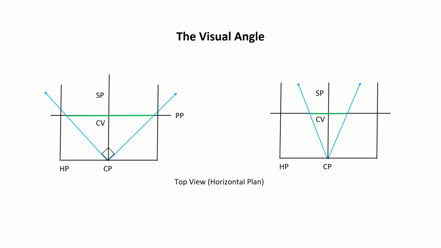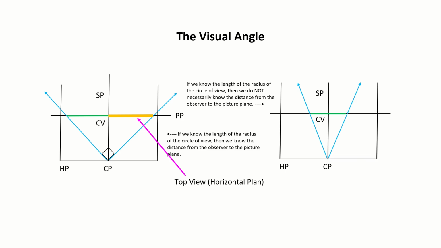In the left diagram, the green line represents a larger circle of view. In the right diagram, the green line represents a smaller circle of view. Now, on the right, note that knowing the radius of the circle of view does not directly provide us with the observer's distance to the picture plane. However, on the left, knowing the radius of the circle of view indeed equates to knowing the observer's distance to the picture plane. This distinction arises from the angle of vision.